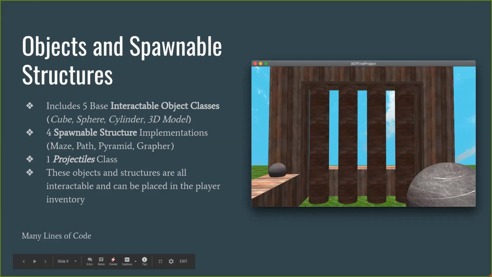And we had 4 spawnable structure implementations, which basically is a maze, a path, a pyramid, and a grapher. We had a projectile class, which was used to throw the objects if you wanted to. And these structures are all interactable and can be placed in the player inventory, and then the player can retrieve them and place them into the environment.